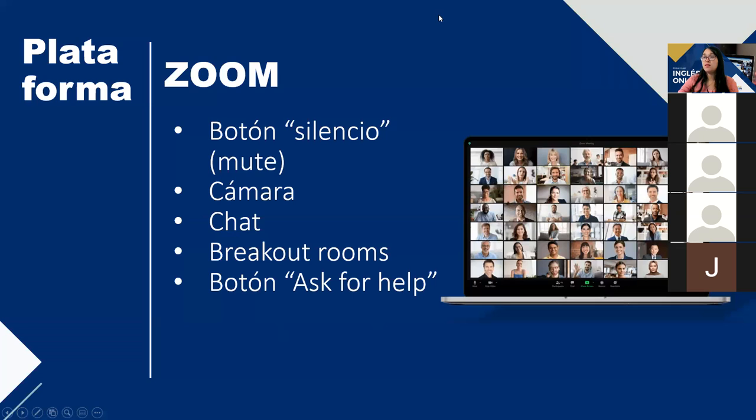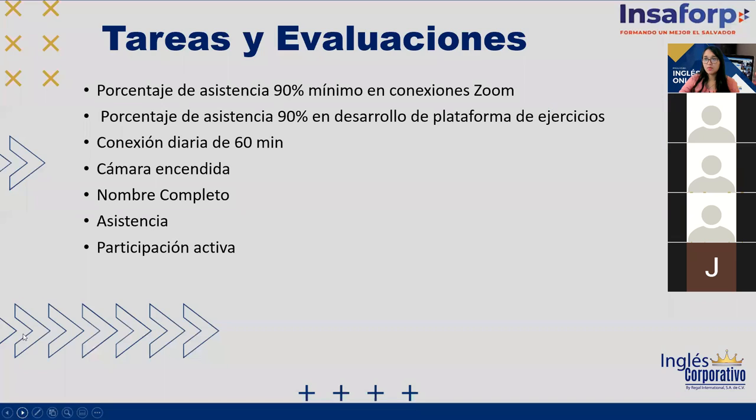Okay, so let's see some characteristics that we have in Zoom. For example, we have the silent button, the camera, the chat, the breakout rooms, and the button for help, right? To me, that button doesn't appear, but in your case, it appears like raise your hand, ask to mute or unmute. So you have different options.